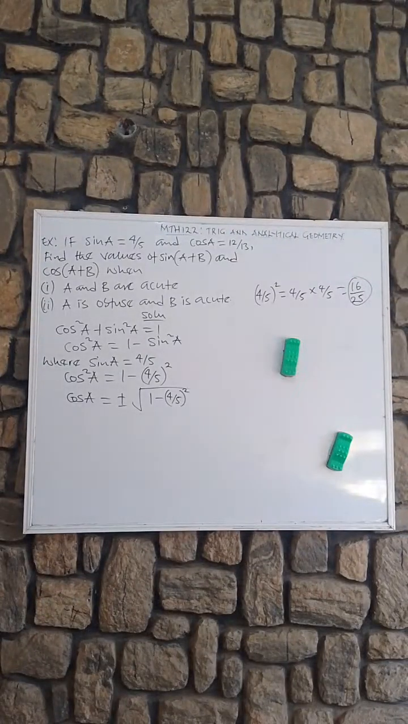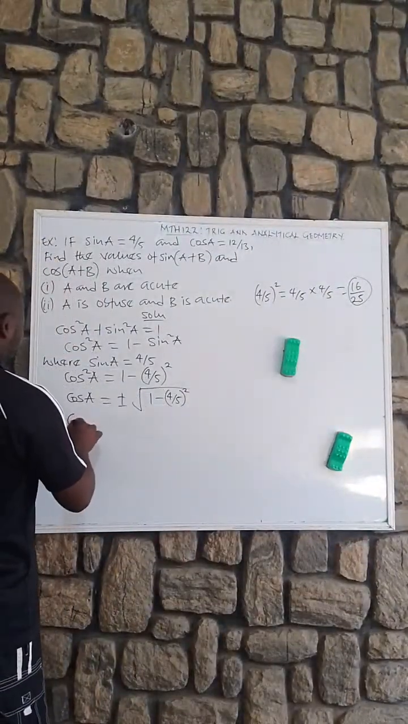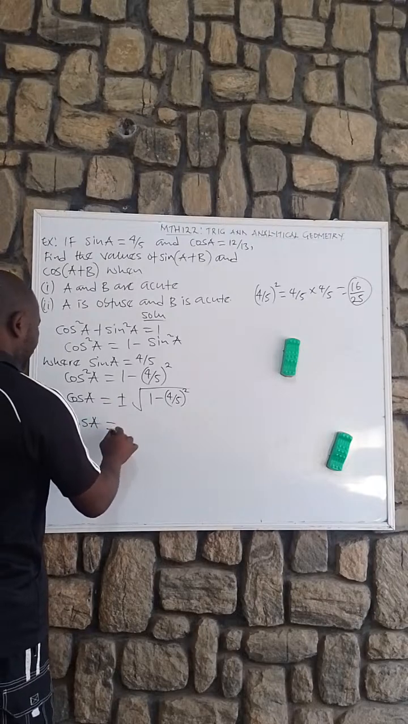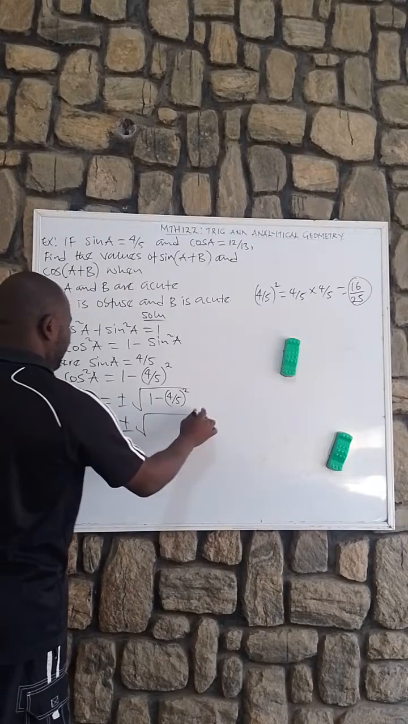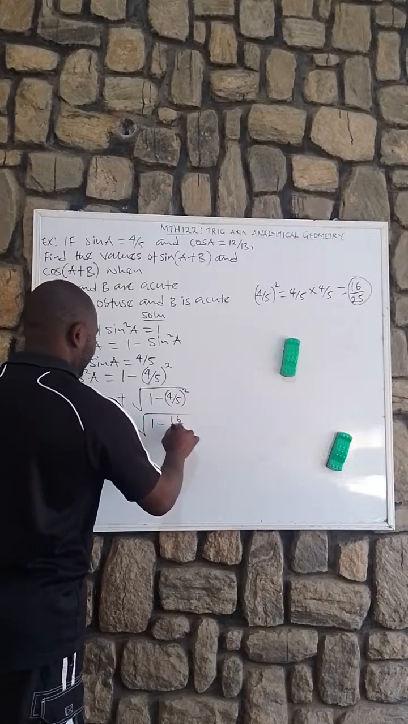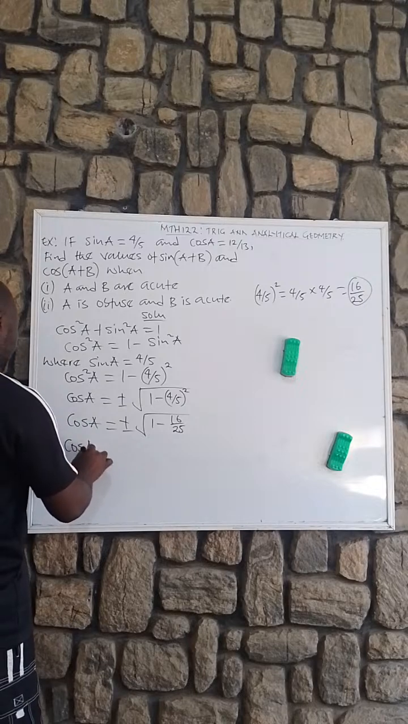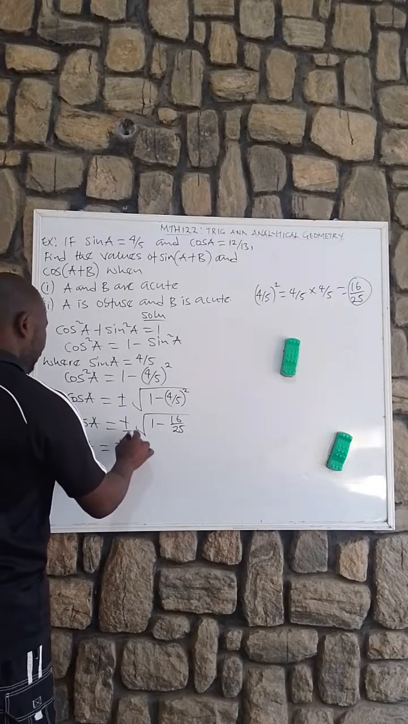True or false? It's true, right? Okay, so let's proceed. If you agree with me, cos A equals either plus or minus the square root of 1 minus 16 all over 25. Then our cos A now equals plus or minus.